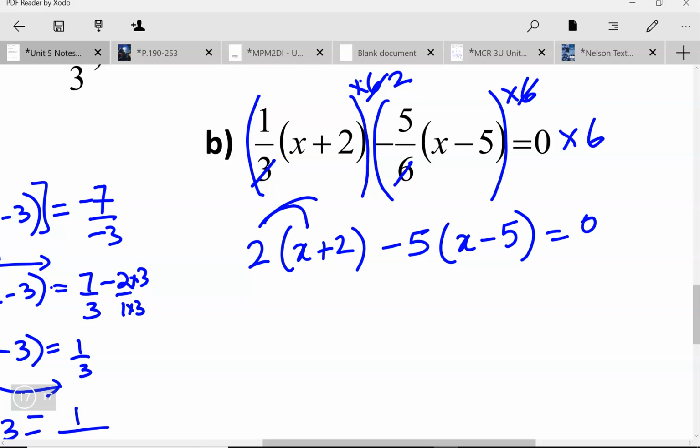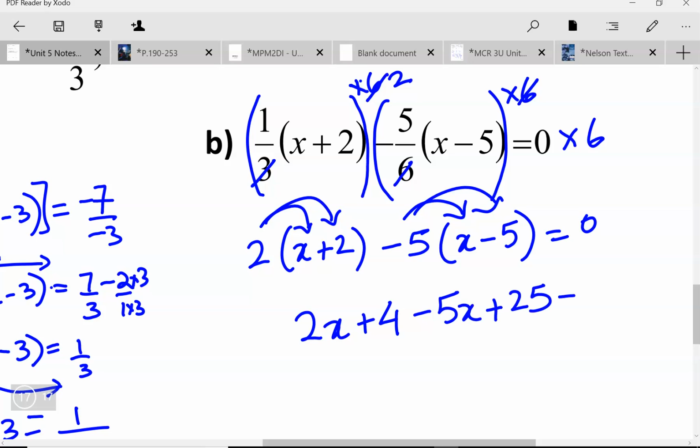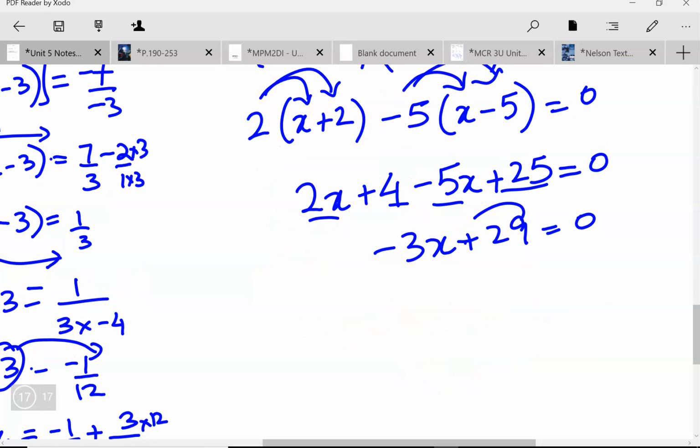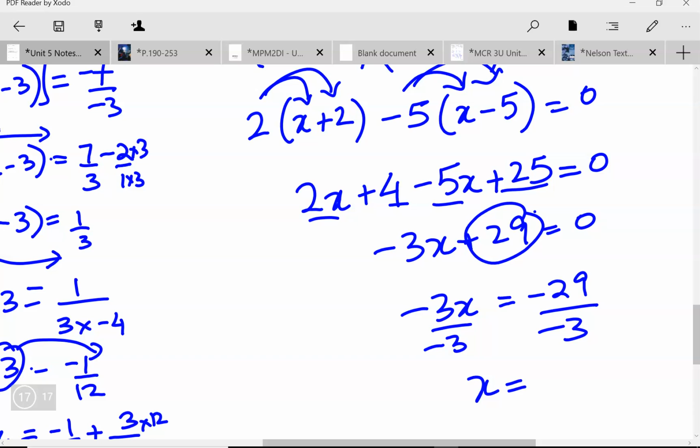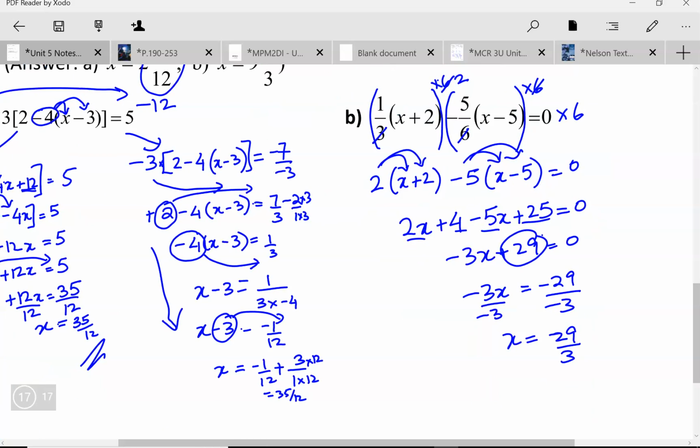So I'm going to, of course, use distributive property twice for both the brackets. 2x plus 4 minus 5x plus 25 equals 0. 2x minus 5x is -3x plus 29 equals 0. And now I'm just going to move this 29 over to this side, make it -29, divide both sides by -3, or move the -3 over, whichever way you want to do. The answer is just x equals 29 over 3. I think that's the right answer.